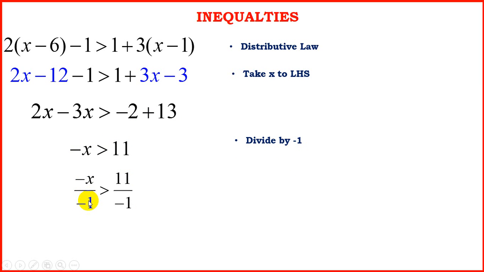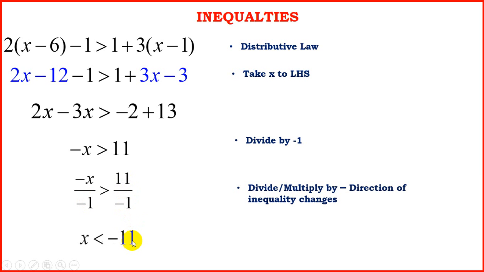We know a negative divided by a negative is a positive, and positive 11 divided by negative 1 would give me negative 11. So please note, when you divide by a negative, the direction of the inequality changes from greater than to less than. And you can see I've indicated that and put a note on the side. A very important point to remember: if you divide by a negative or multiply by a negative, the direction of the inequality must change.